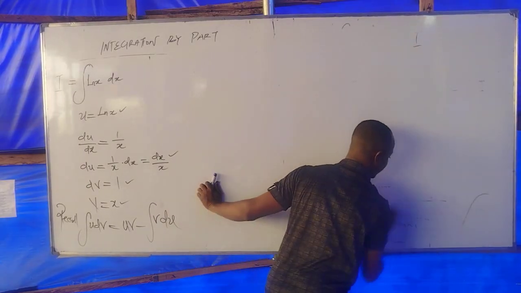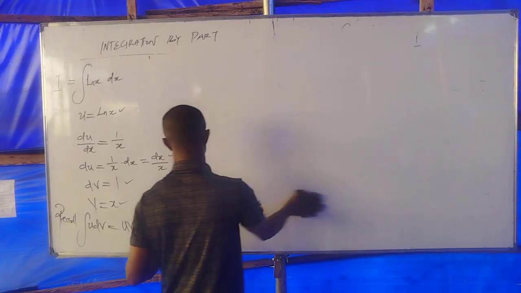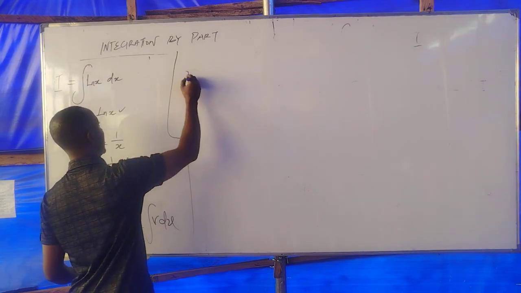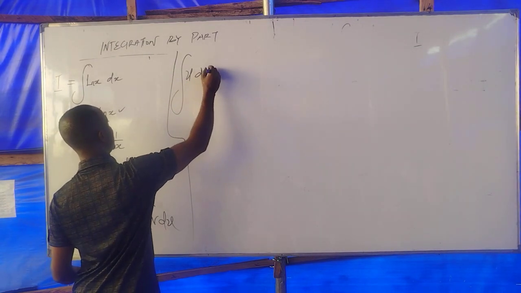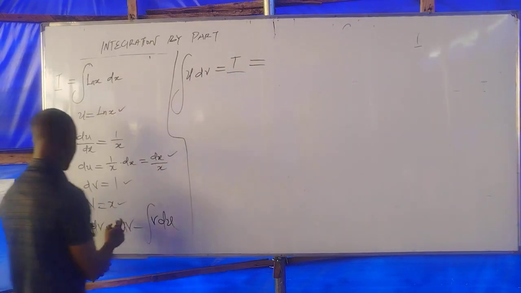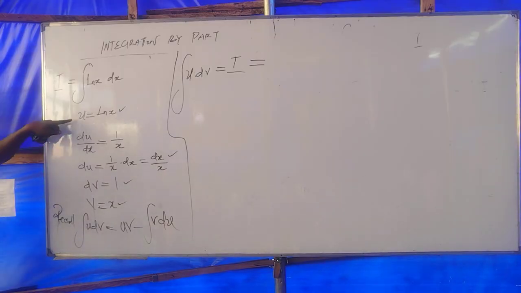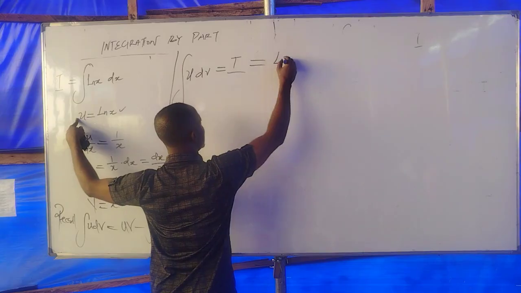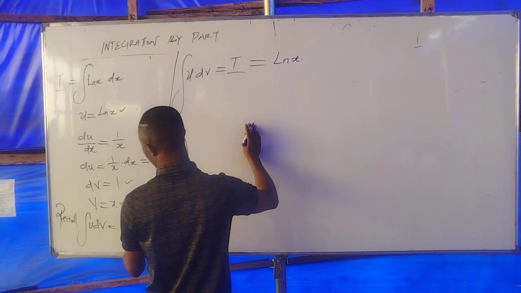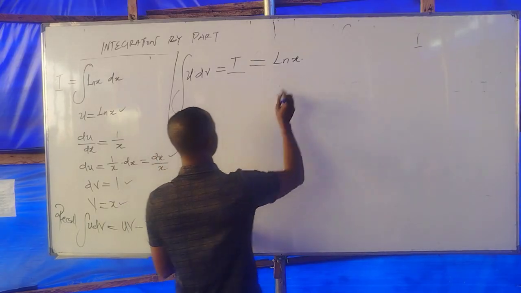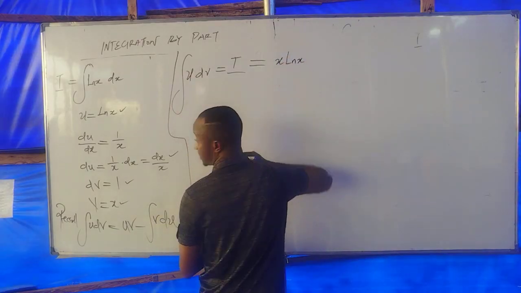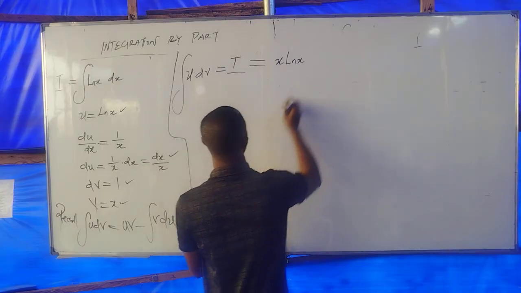So applying the formula simply means that we are going to have our integral of u dv, which is also the same as our I, equals what? What's our u? Our u is ln x, right? Ln x dot, what's our v? V is x. So that will give us x ln x, right? Are you aware? Okay.